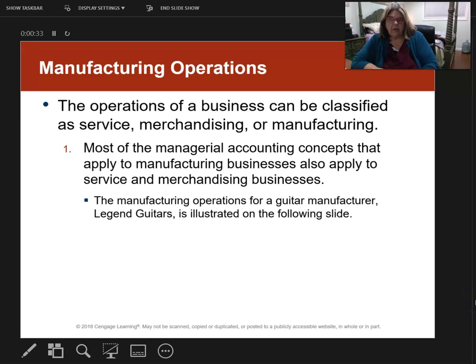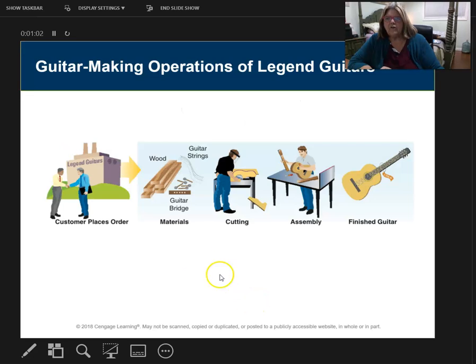So let's start talking about manufacturing operations. Remember, this whole class is going to be about a manufacturing environment. This class will probably be much more applicable to you as students than you might have found the first ones. In this book, we're going to use the example of a guitar manufacturer, looking at the complete business. So guitar making operations, this is who we're going to be.